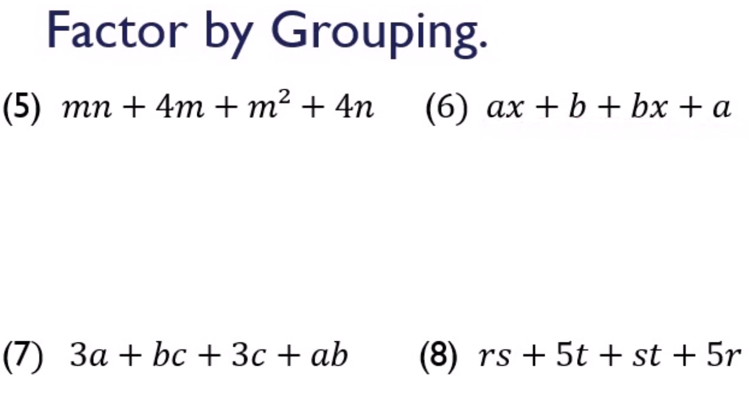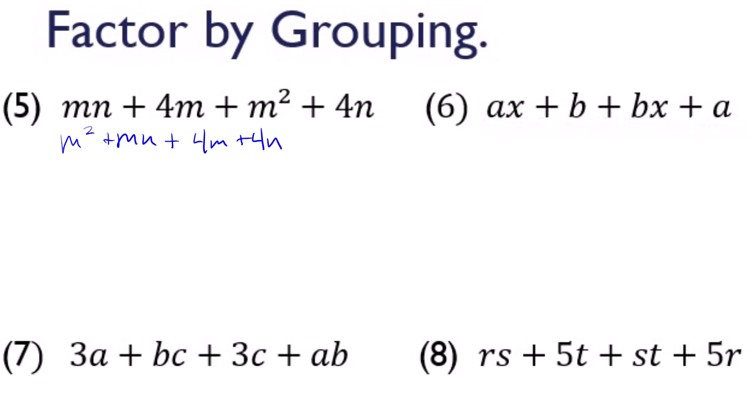So like for me, if I was looking at this, I would say, oh yeah, well looks like these have common factors, right? And it looks like this has a common factor with this. So kind of group things with their common factors. So I'm going to rearrange this to be m squared plus mn plus 4m plus 4n.